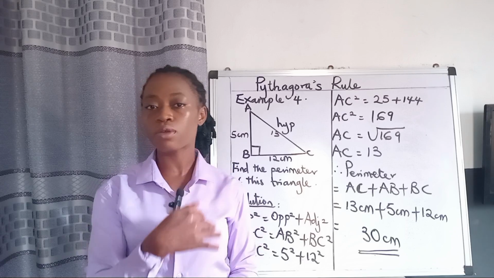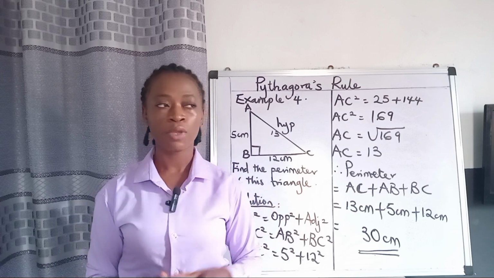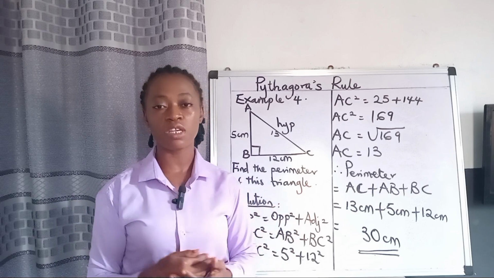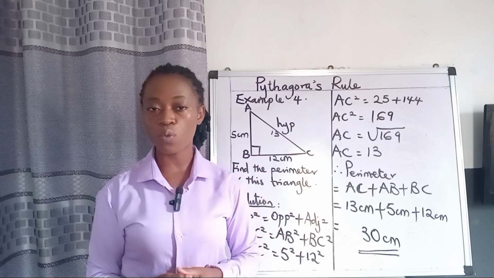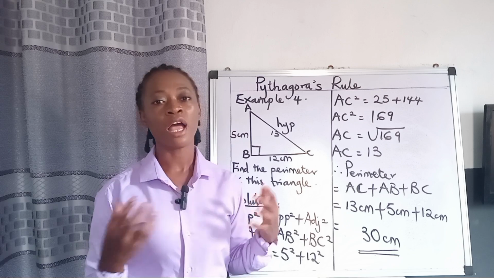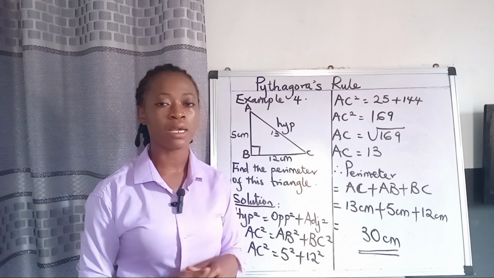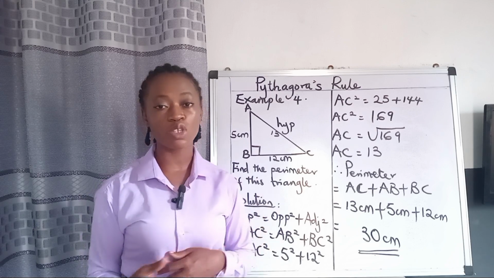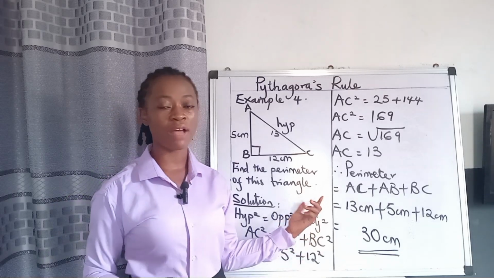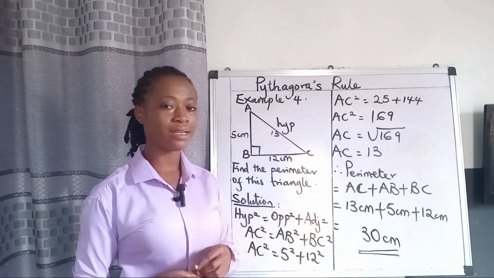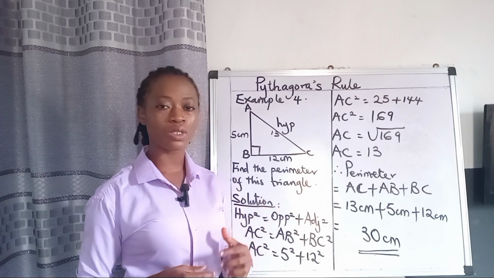And the side where the right angle is situated is known as the opposite, and the other side is known as the adjacent. So Pythagoras rule states that hypotenuse squared is equal to opposite squared plus adjacent squared. If you're looking for the opposite part, opposite squared is equal to hypotenuse squared minus adjacent squared. And thirdly, if you're looking for the adjacent part, adjacent squared is equal to hypotenuse squared minus opposite squared. And if you are given a question involving Pythagoras rule, you have to first of all identify the three sides so that you'll be able to know which of the sides you are asked to find.